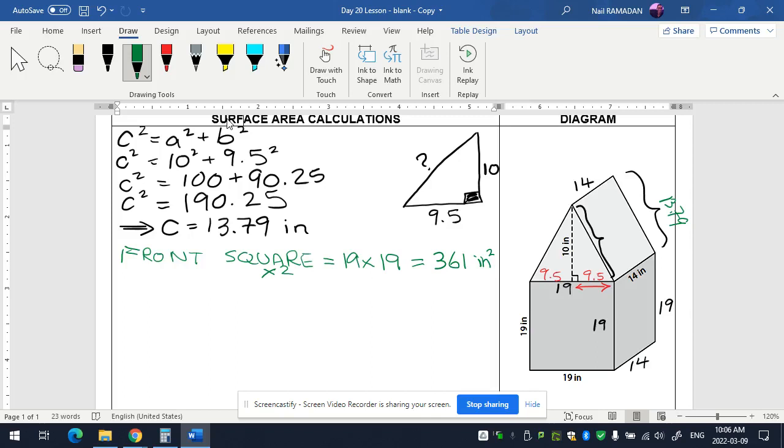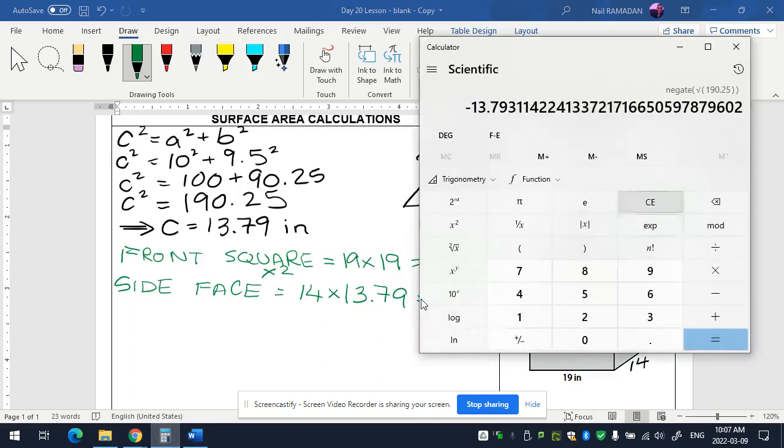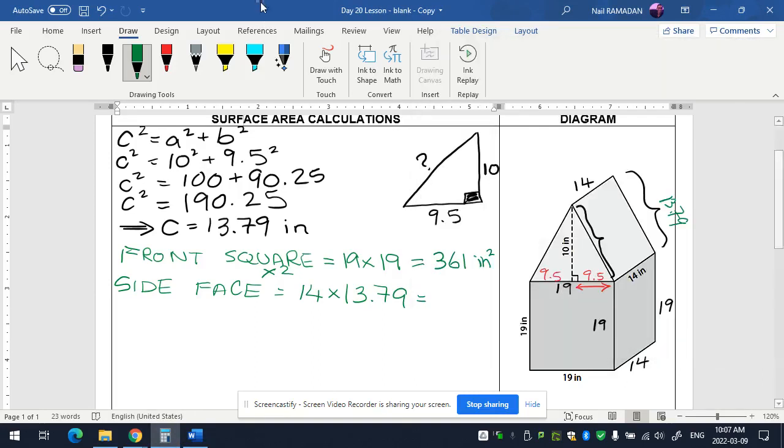So everyone, let's call it the side face. Side face equals 14 times 13.79. What is that? I don't know. Let's find it out. 14 times 13.79 is 193.06. Bahjat, in what unit?